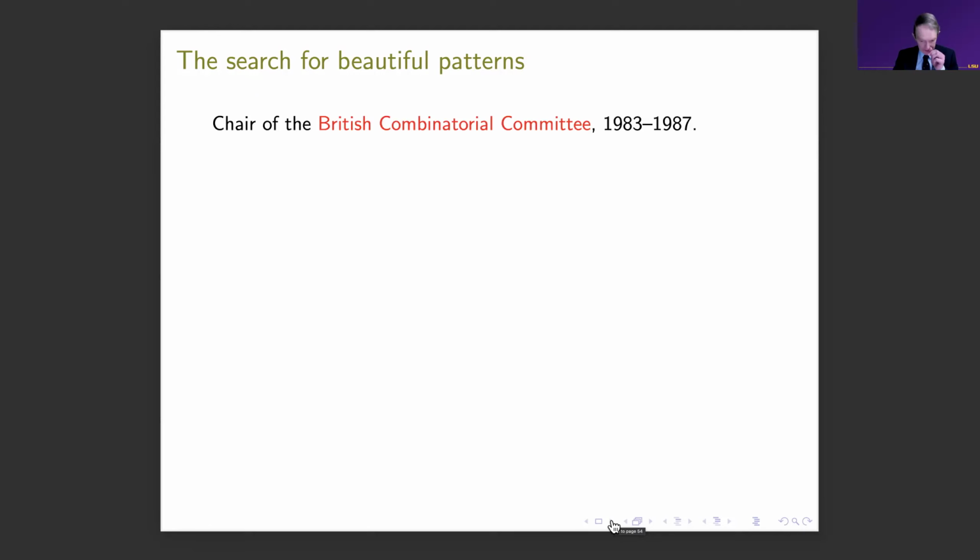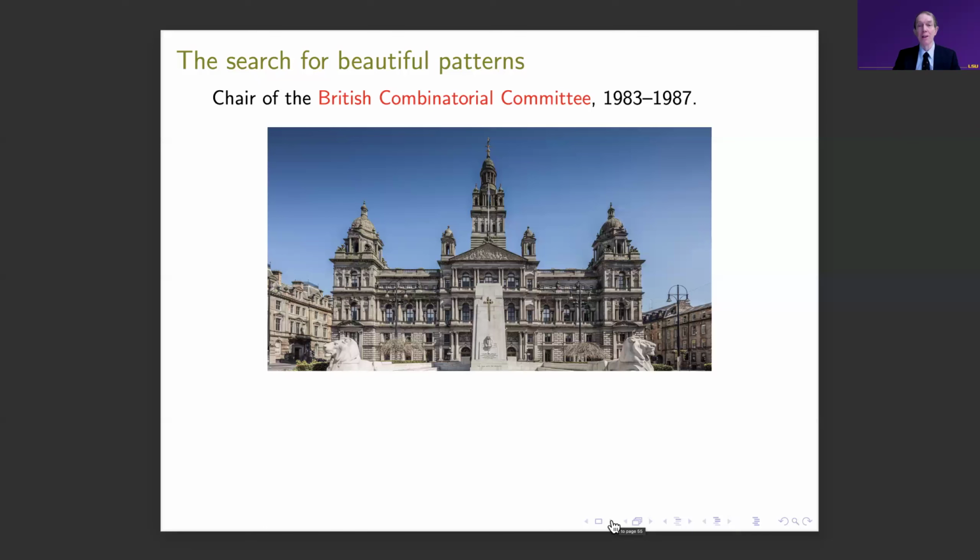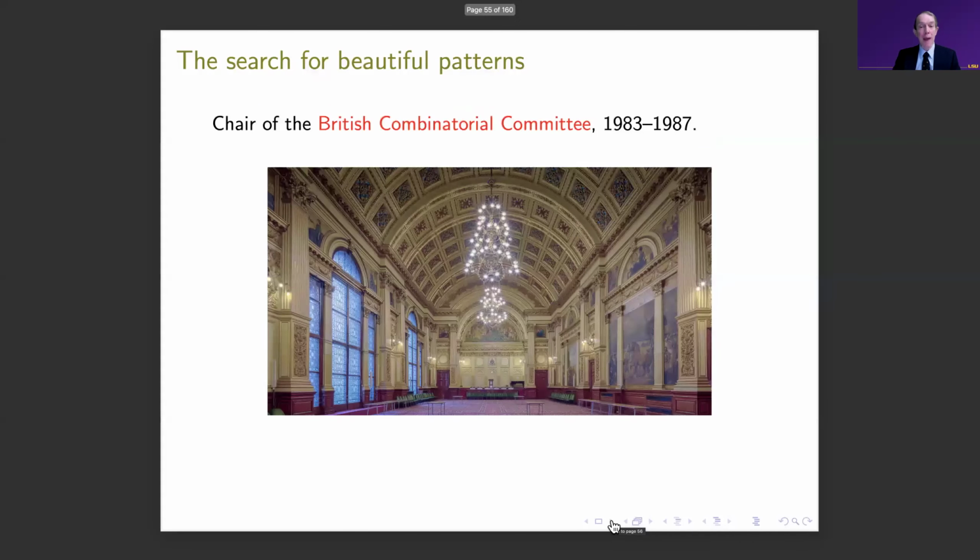In 1985, that conference, the British Combinatorial Conference, was held in Glasgow. This is the Glasgow City Chambers. You can see it's a very imposing building. And the Lord Provost of Glasgow held a banquet for us who were at this conference. And you can see it's a magnificent building that was the banqueting hall. Really beautiful.